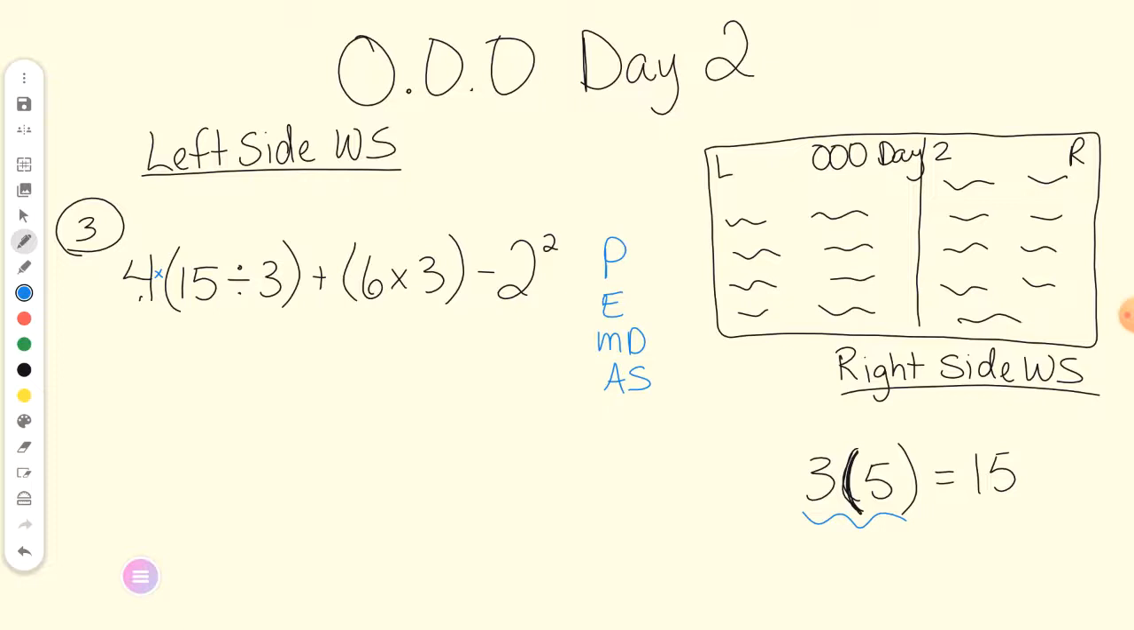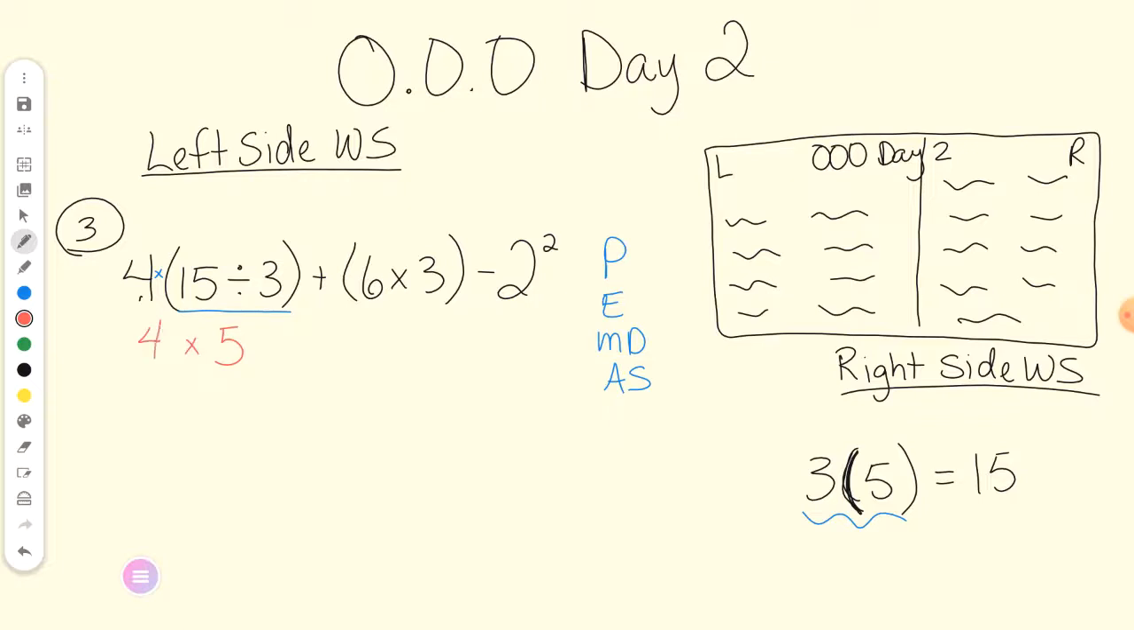Zach, what does the P stand for? Parentheses. Do I have one set or two sets? Which one do I start with? The left. The left side, okay. So I'm going to underline 15 divided by 3. Callie, what's 15 divided by 3? 5. I'm going to copy everything else down.